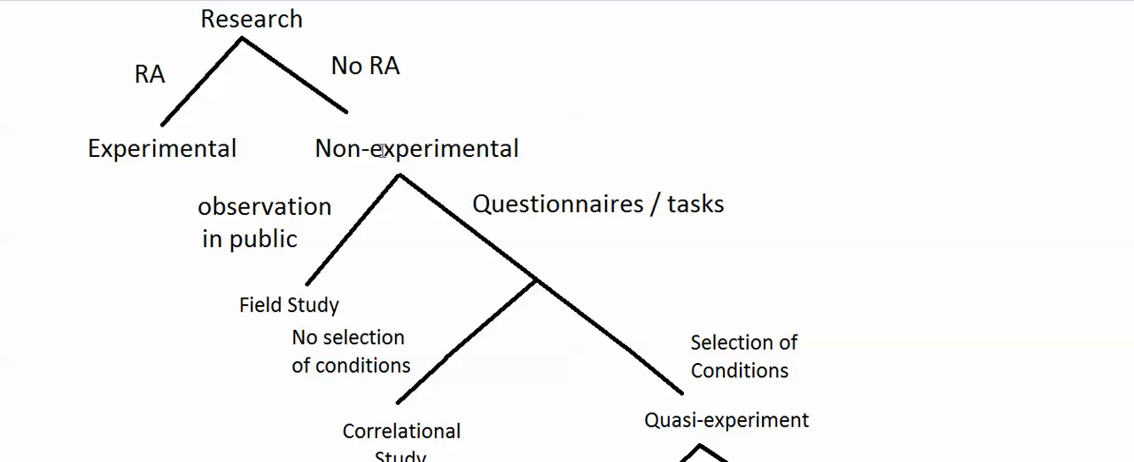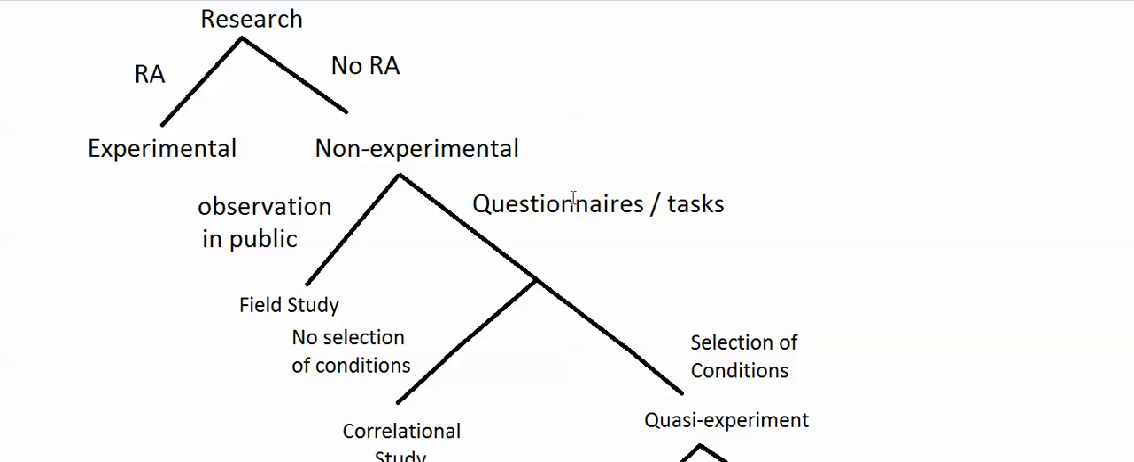And now let's look at different types of non-experimental research. If you're just observing people in public, it's a field study. Like if you're observing people at a college campus or at a shopping center, it's a field study. We talked about two types of field studies, naturalistic observation and participant observation.